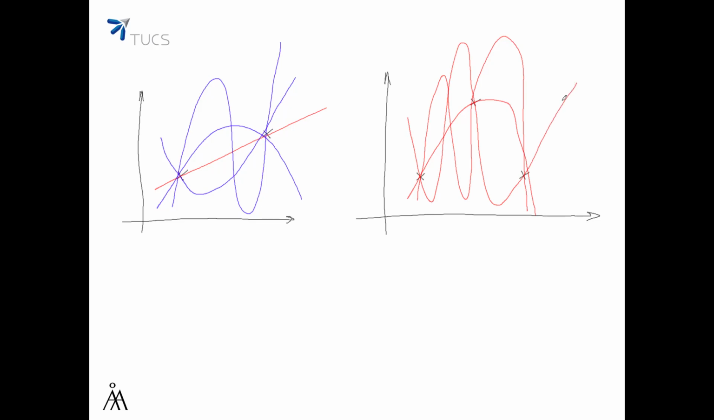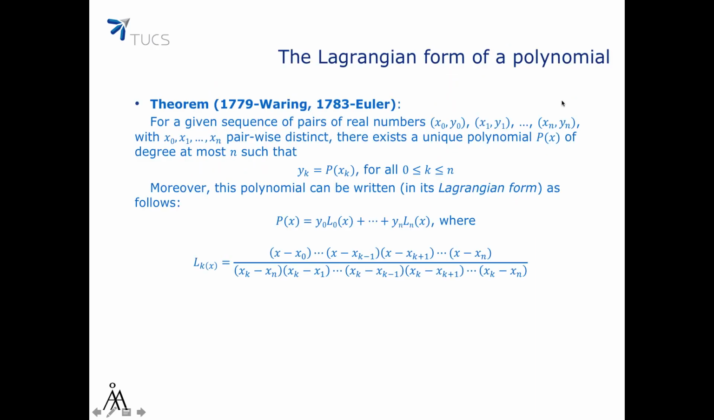In fact, this observation is more general and has been known for more than 200 years already. Here is what it says in its most general form. This is a result due to Waring in 1779 and later refound by Euler in 1783. It says that for any number of data points, say n plus 1 points for some number n larger than 0, there exists a polynomial that goes exactly through those points. Moreover, the polynomial is unique, it has degree n, and its form can be easily described as seen now on the screen. So this is a great result.